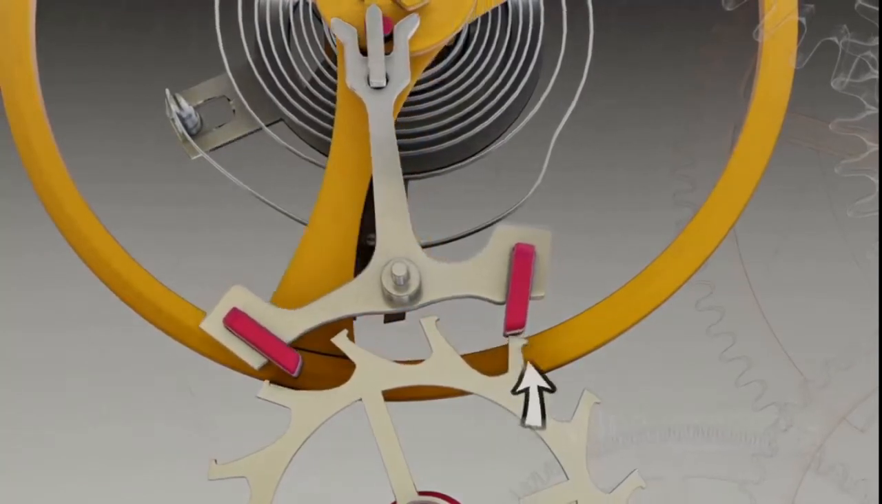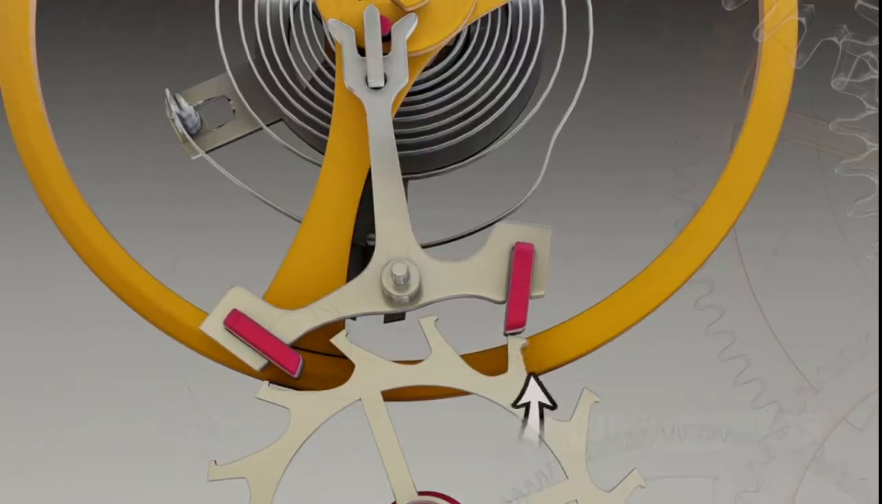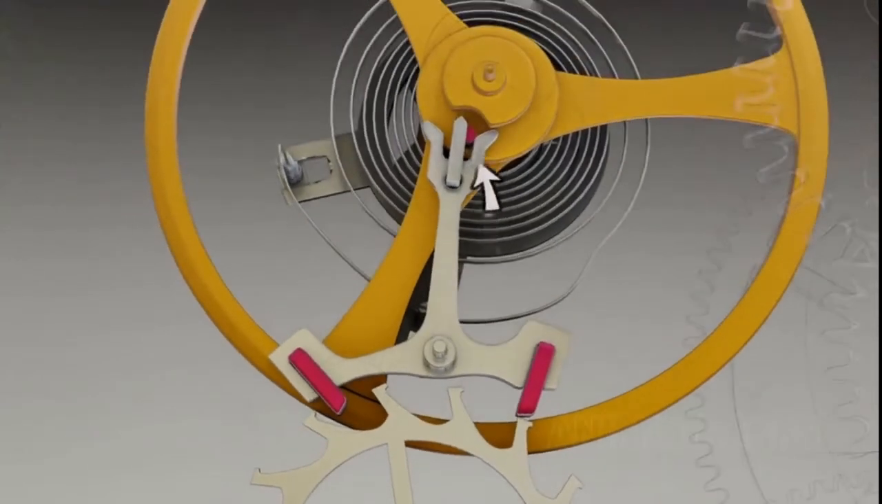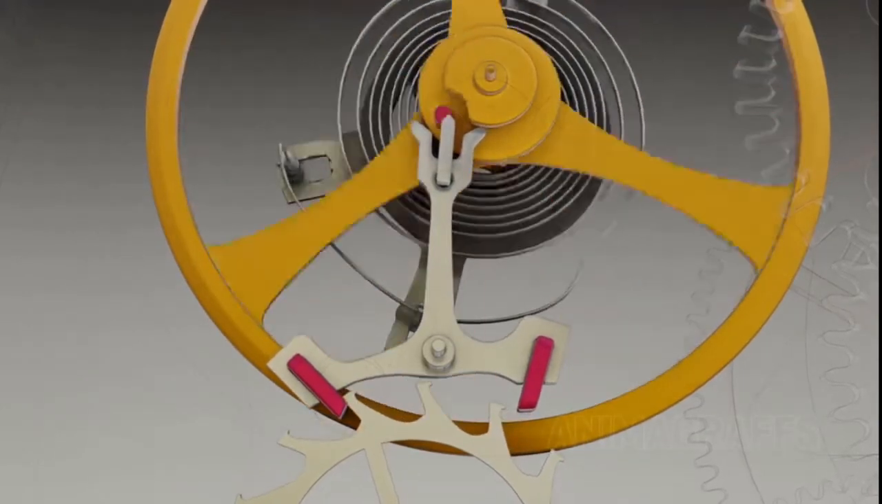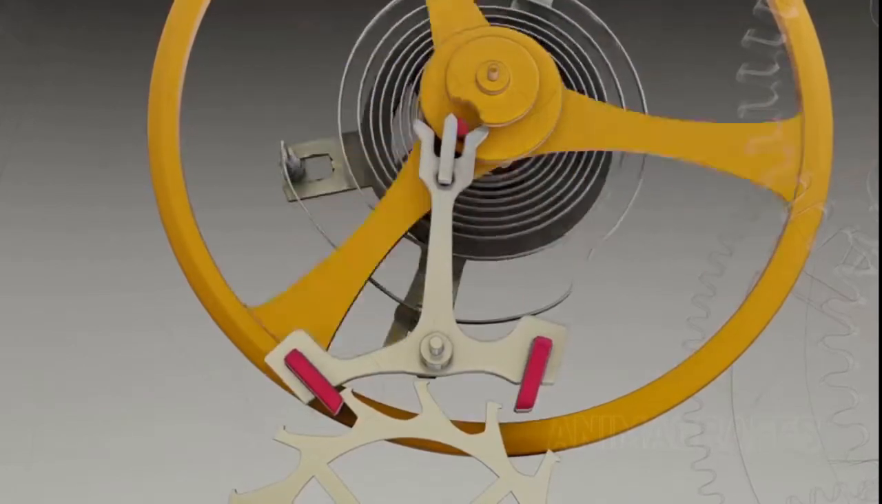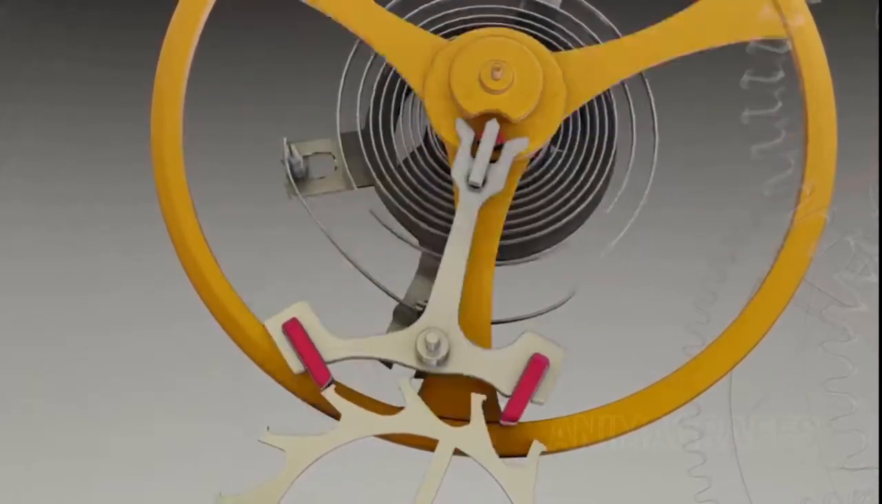Just as the pallet jewel slips free, the specially shaped escape wheel tooth delivers a little impulse of power from the mainspring through the pallet fork, which in turn pushes the impulse pin, launching the balance wheel into another swing. And so the process repeats as long as the watch has mainspring power.